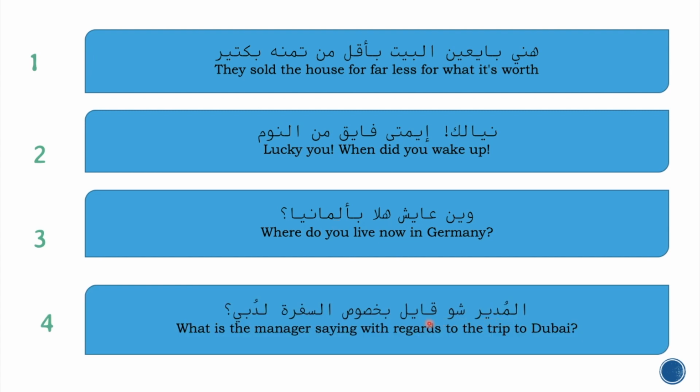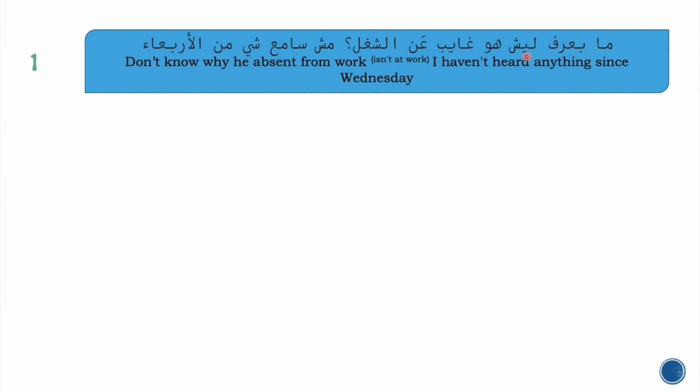المدير شو قايل بخصوص السفرة لدبي. So المدير, the manager. شو قايل, what is he saying, what has he said. بخصوص, with regards. السفرة, the trip. لدبي, to Dubai. ما بعرف شي. ما بعرف, I don't know. ليش, why. هو غايب عن الشغل, he is absent from work. مش سامع شي, I haven't heard anything. مش سامع شي من الأربعة, since Wednesday.